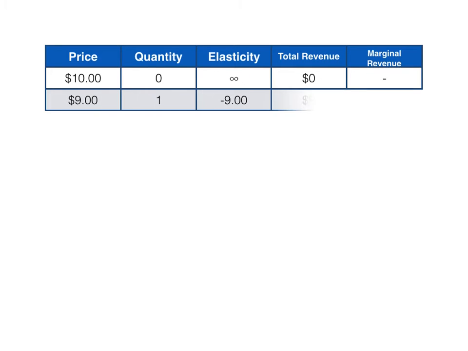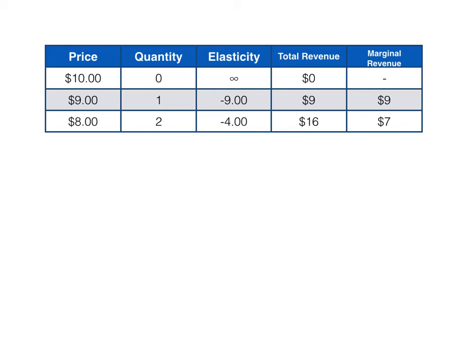Total revenue is 0. Lower the price to 9, 1 unit sold. Elasticity is -9 at this point. Total revenue is 9. Lower it to 8, 2 units are sold. Total revenue is 16. Elasticity is -4.